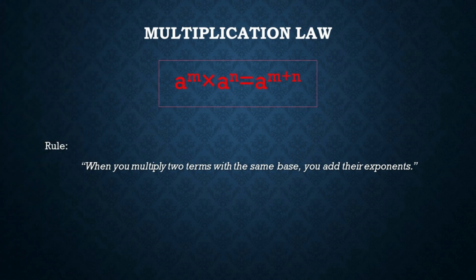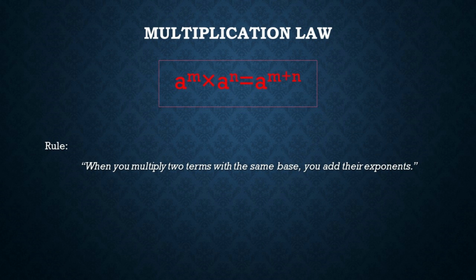The multiplication law for indices, also known as the product rule or power of a power rule, is a fundamental rule in algebra that governs the behavior of exponents when you multiply terms with the same base. Here's the rule stated: when you multiply two terms with the same base, you add their exponents. This rule holds true for any real numbers m and n, and any real number a, as long as a is not equal to 0, because raising 0 to any positive power yields 0.